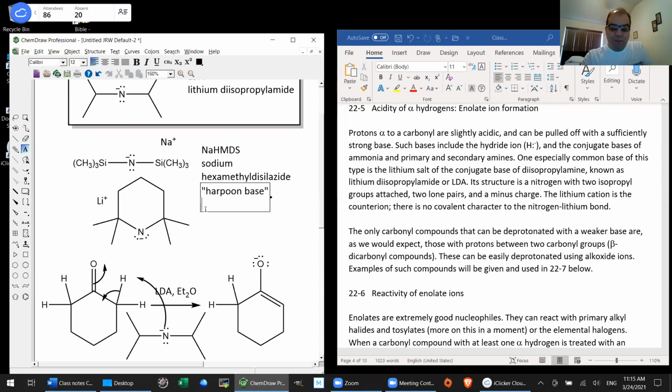If you wanted a more sort of official name, it would be lithium 2,2,6,6-tetramethylpiperidide.